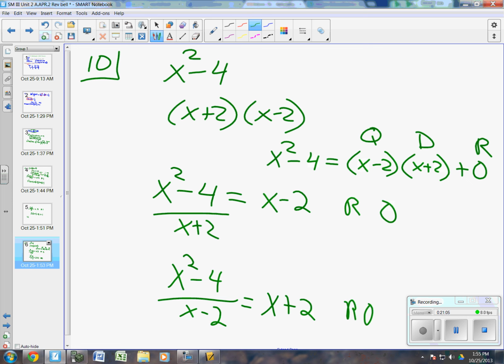I can do it the other way around. I could have written x squared minus 4 equals x plus 2 times x minus 2 plus 0. And I could have used this as my quotient. This is my divisor. And that is my remainder.